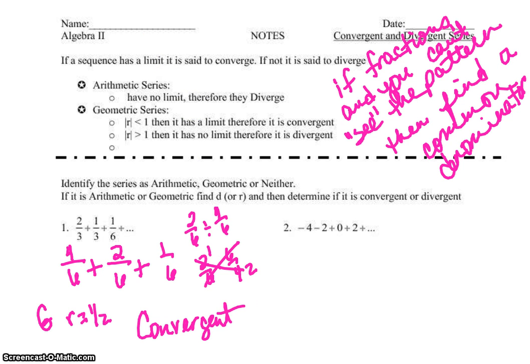And that's all you have to do. So looking at number 2, we're going from -4 to -2 to 0 to 2. If you look, it looks to me like it's going up 2 every time. So that makes this arithmetic, and all arithmetics are divergent.